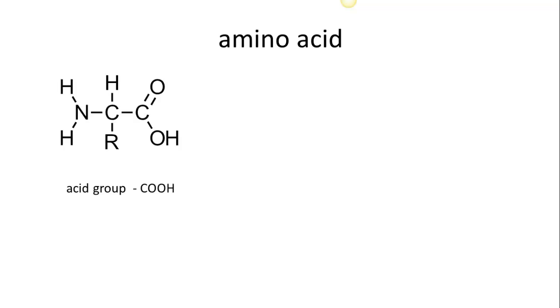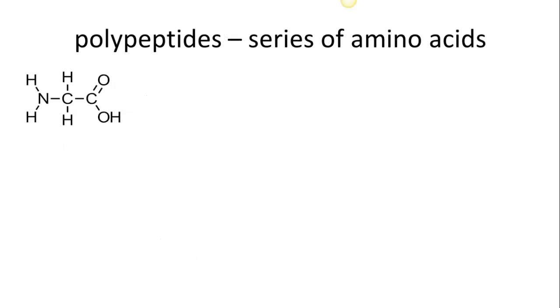The acid group is COOH, where you've got the carbon double bonded to an oxygen and also bonded to a hydroxyl unit. We've got the amino group, which is the NH2 part of it, hence the name amino acid. When these come together and bond, we get what is called a peptide bond, where you have a carbon double bonded to an oxygen, then bonded to a nitrogen. This is the way that polypeptides are created. Poly means many, and peptide means that they've got peptide bonds.